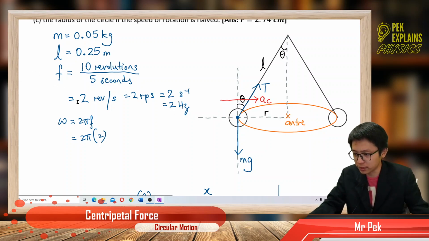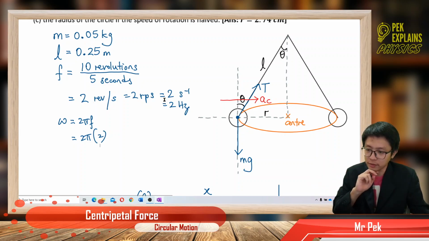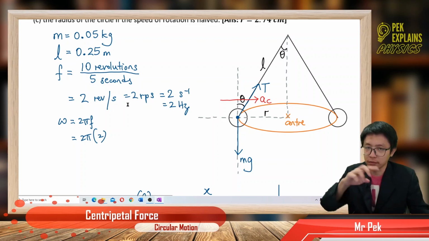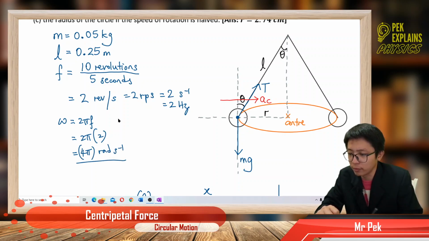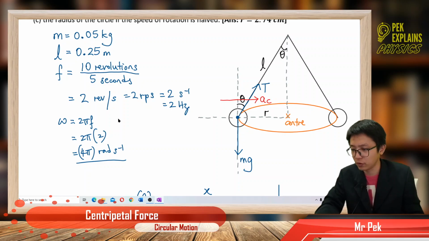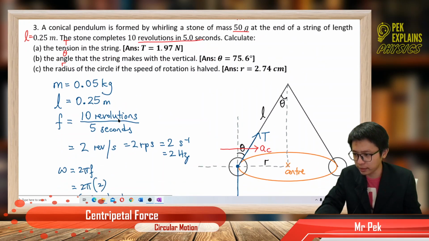You know this frequency means it makes 2 rotations in 1 second. 2 revolution per second. In 1 second, you can make 2 turns. Right? Okay, find omega. So you get 4 pi radian per second. That's the unit for omega. Radian per second. 4 pi radian per second. Now, we got the omega. Find the tension.